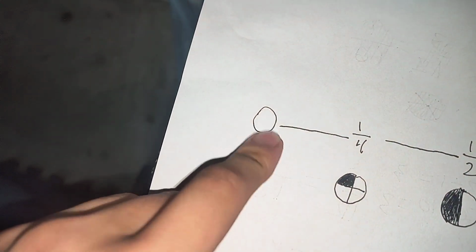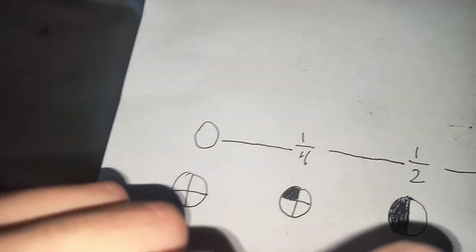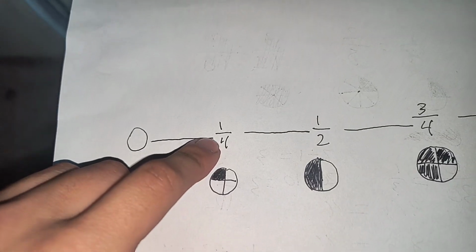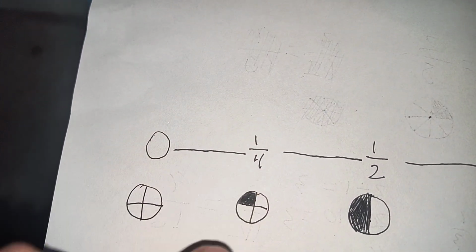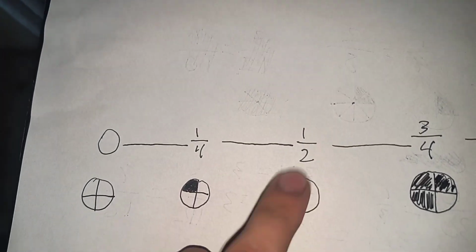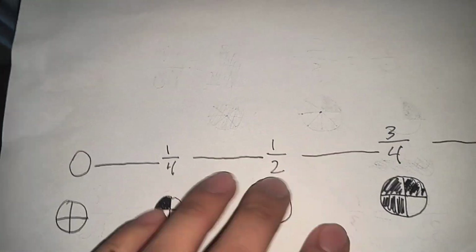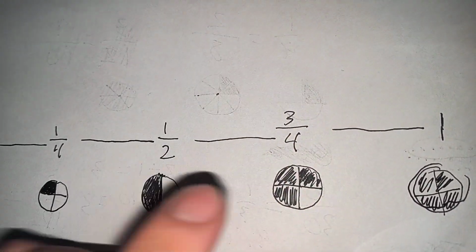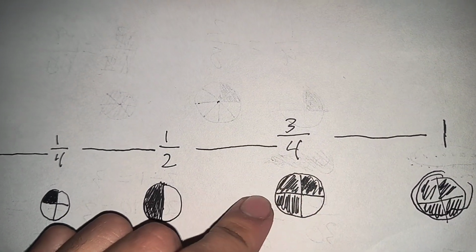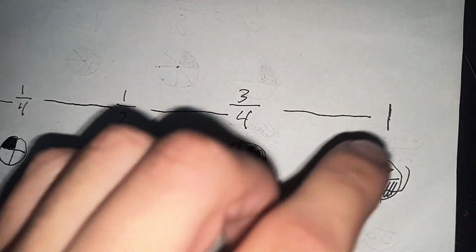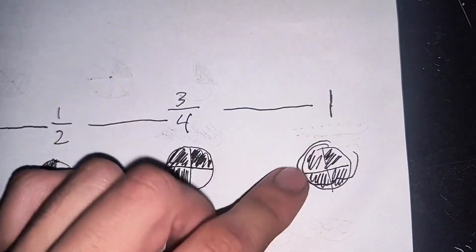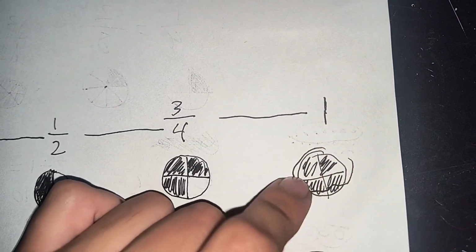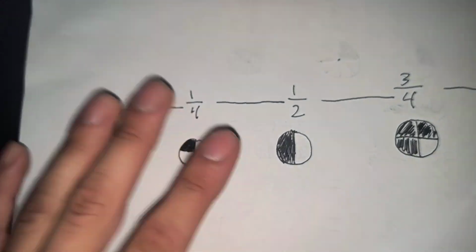So we start at 0 with 0 parts of the circle. Then we go to 1/4, representing 1 out of the 4 parts of the circle. Then we have 1/2, which is half of the group, half of the circle. And then we have 3/4, which is 3 out of the 4 parts of the circle. Then we have just 1, which is one whole group, one circle in this case.